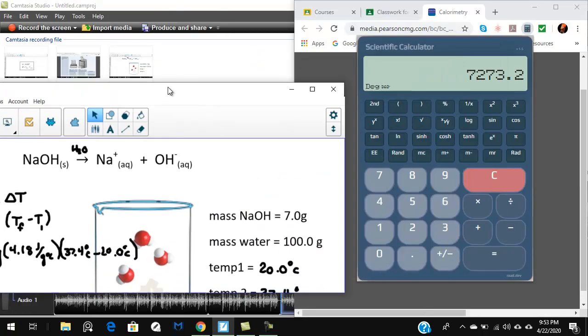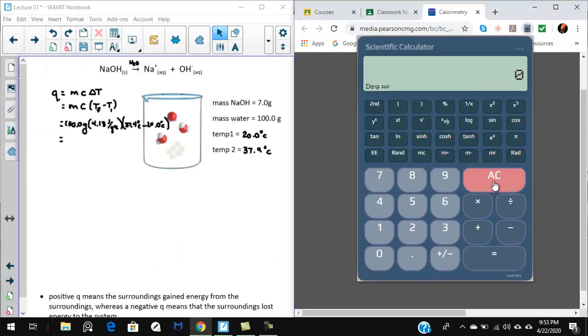Okay, so let's just grab a calculator and do the calculation here. So we're going to do 100 times 4.18 times brackets 37.4 minus 20. Close the bracket, so that's 17.4, and then that equals 7273.2. So let's add that into our calculation.